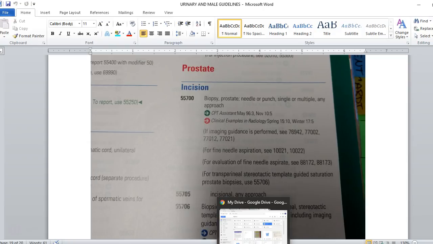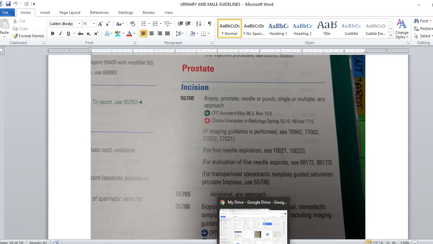So keep in mind, if we're specifically going in the urethra, it's going to come from the transurethral surgery under urinary. If it is an open procedure, if we're cutting into the body from any other area to the prostate, it's going to come from male genital.